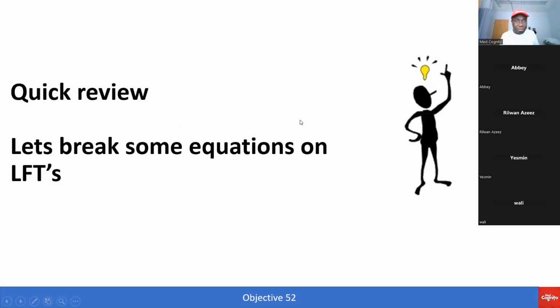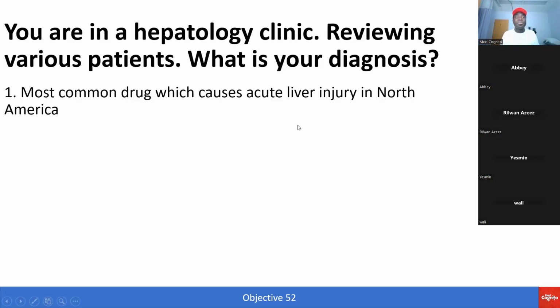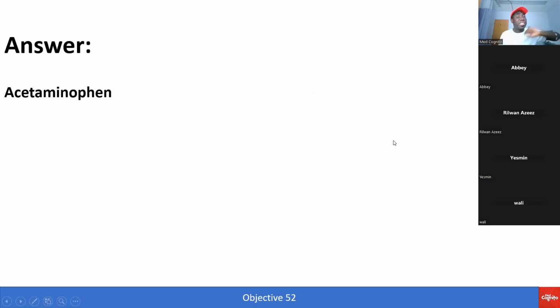Okay, so quick review. Let's break some equations on LFTs, and then we will see how well we are doing. I want somebody to take this question for us. Dr. Tawhid, can you read the question? Most common drugs which cause acute liver injury in North America. Acetaminophen. Okay. So acetaminophen is correct. The most common drug which causes abnormal liver function in North America is acetaminophen.